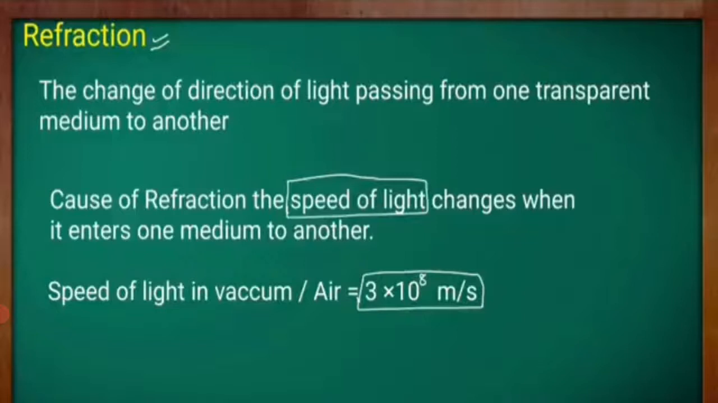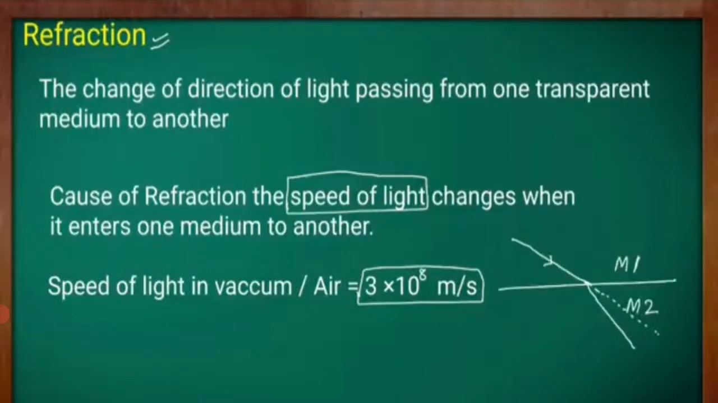That is how much? 3 into 10 to the power 8 meter per second. But the speed of the light changes with some other transparent mediums like water, glass, kerosene, etc. So depending on the change in the speed of light, even the direction of the light also changes. So that phenomenon we call refraction of light.